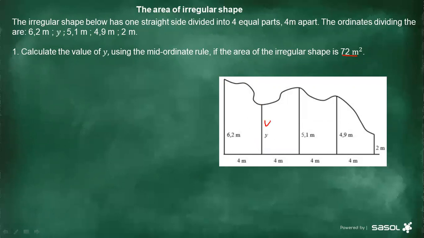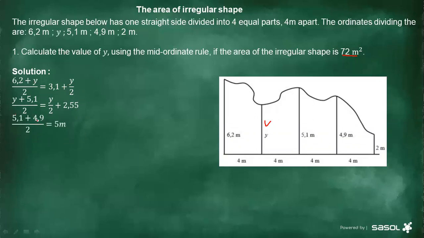We have to calculate the length of that. So let's see how we calculate the length of one ordinate if we already have the area. First, we are going to determine the mid-ordinates. 6.2 plus y divided by 2 gives us 3.1 plus y over 2. And then y plus 5.1 over 2 gives us y over 2 plus 2.55. And then 5.1 plus 4.9 over 2 gives us 5 meters. And then 4.9 plus 2 over 2 gives us 3.45.